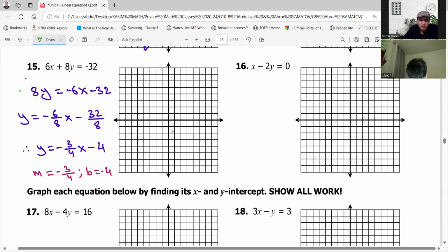Now let's graph this. First, negative 4. 1, 2, 3, 4. It is here. Okay? And negative 3, 4. So that means that if you run 4 units, you should go down 3. 1, 2, 3, 4. 1, 2, 3. It is here. Right? Or 3 up, 4 left. 1, 2, 3. 1, 2, 3, 4. The second one's here.